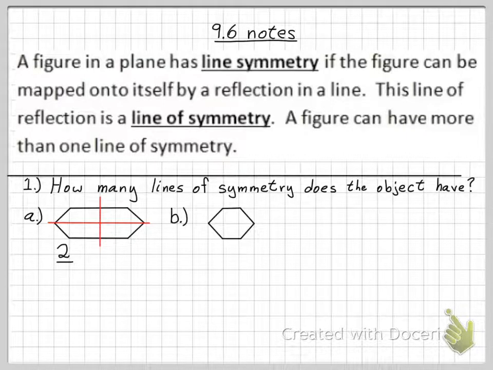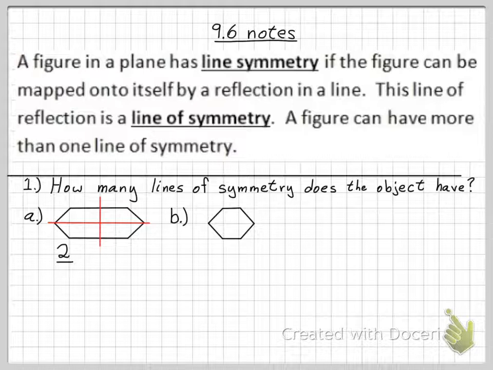Moving on to the next figure, how many lines of symmetry does this have? Well, you can pause this presentation anytime you'd like. Remember, you're in total control of the presentation, and you can give it a shot yourself and give it a try, and then continue with the presentation, and I'll give you the answer. But for the sake of this presentation, I'll just continue.